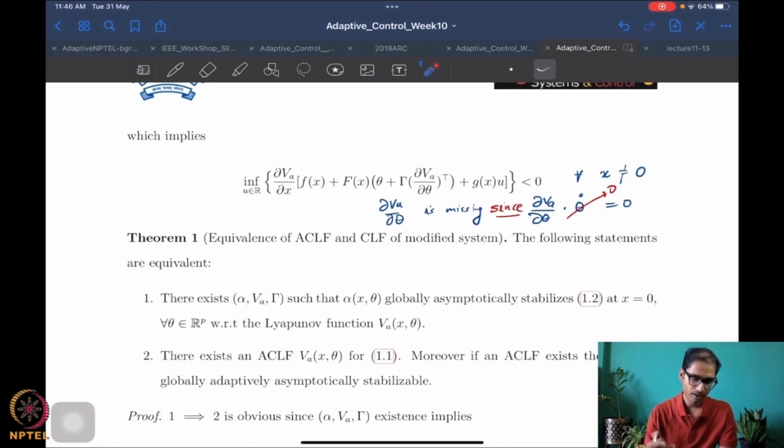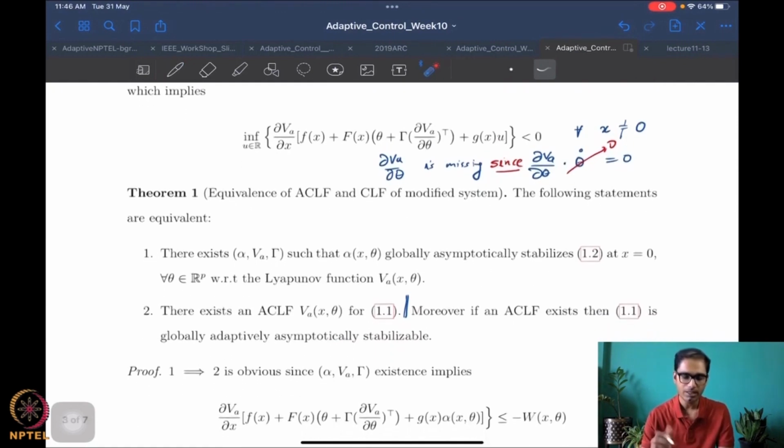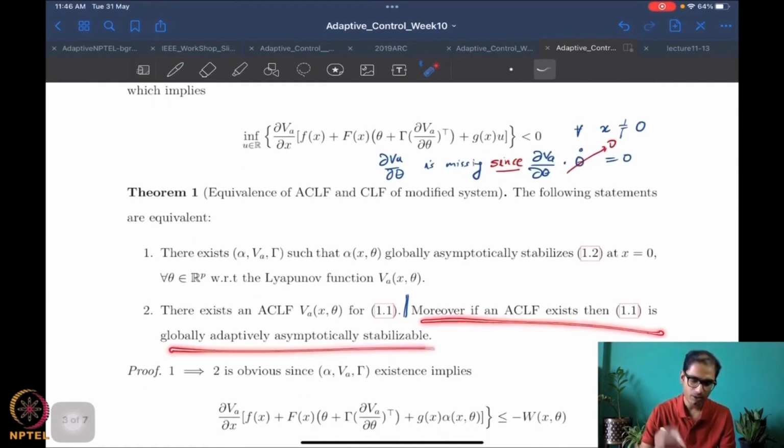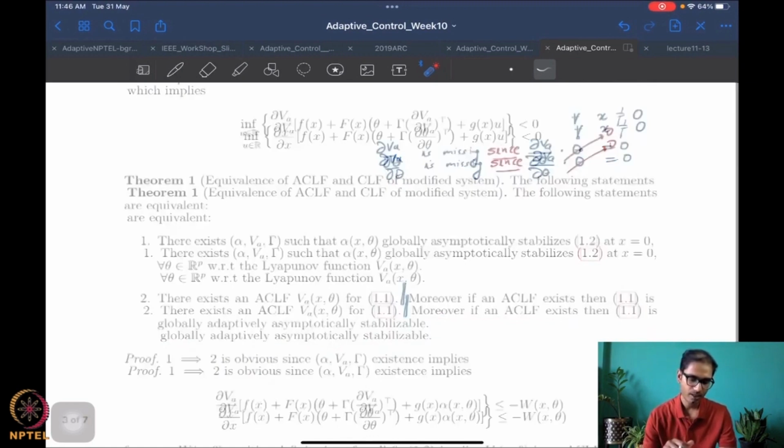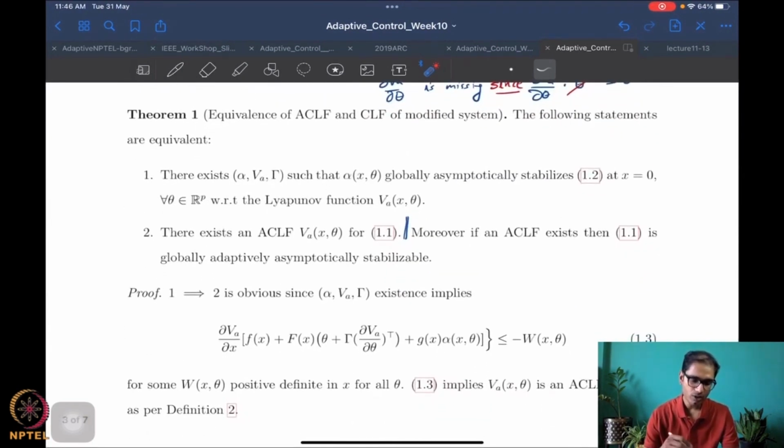Okay, so why the equivalence between 1 and 2? Again, like I said, the equivalence is only until here. This is a separate statement that's not required. I mean, that's not part of the equivalence, but anyway, this is important too. We will read it soon. So 1 implies 2 is obvious, we say.